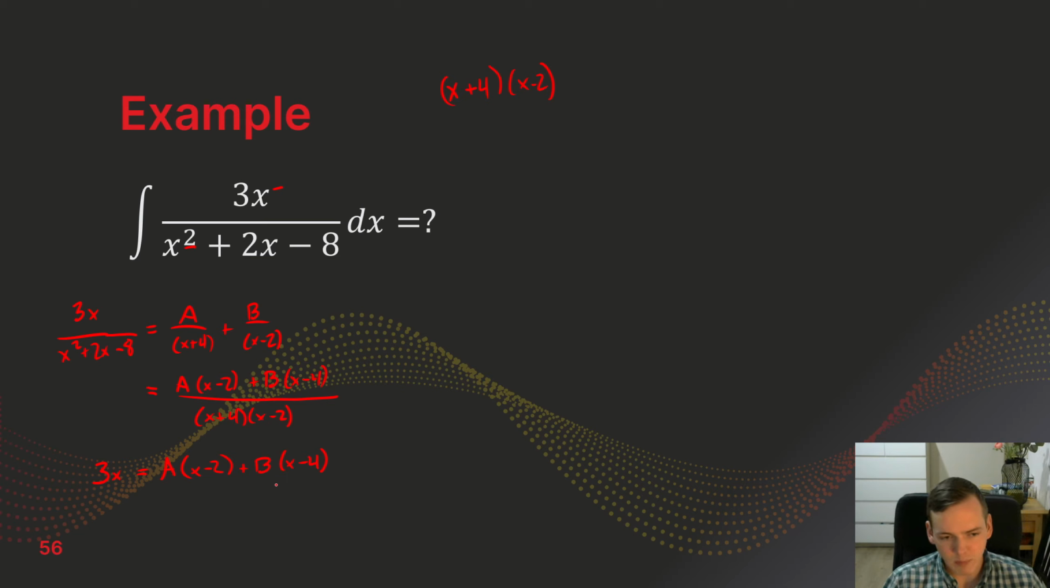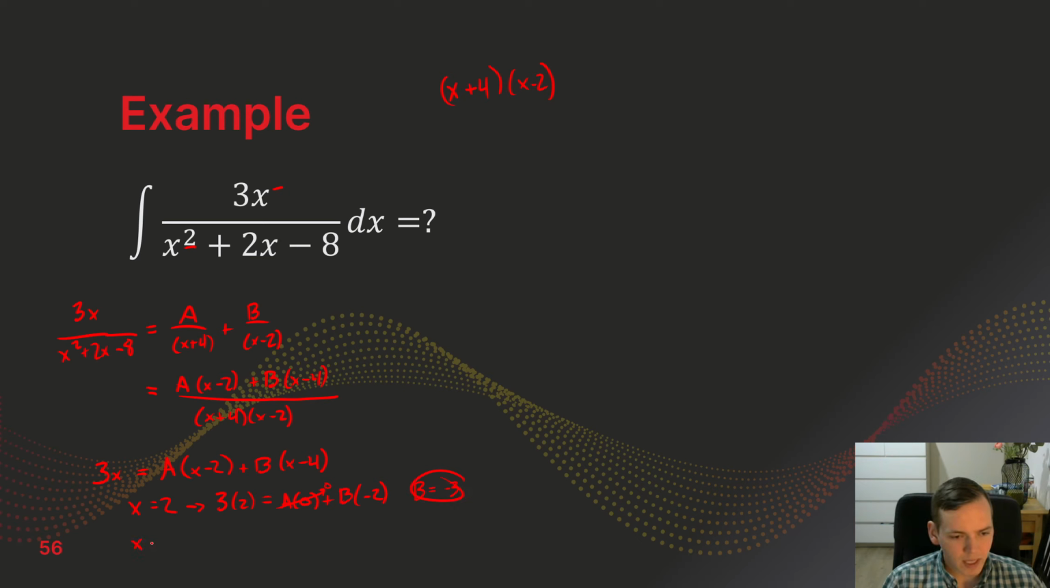We could distribute, set up a system of equations, and solve it, or we can use a clever trick. If I choose x to equal 2, then that gives me 3 times 2 equals A times 0 plus B times 2 plus 4. The A will go away, and that leaves us with 6 equals 6B, so B is equal to 1. Just circle that for later.